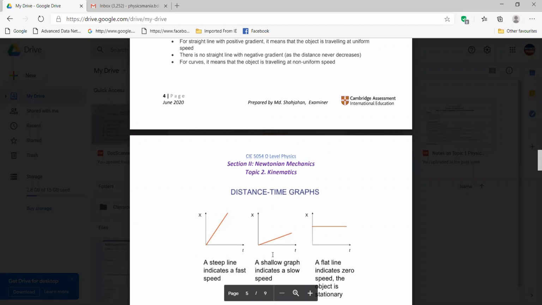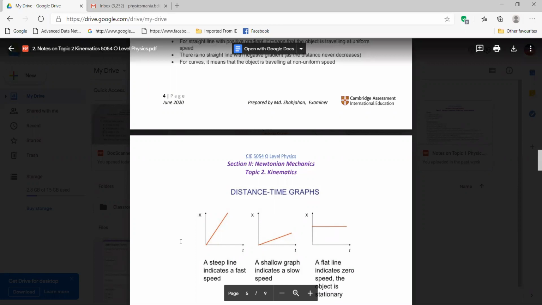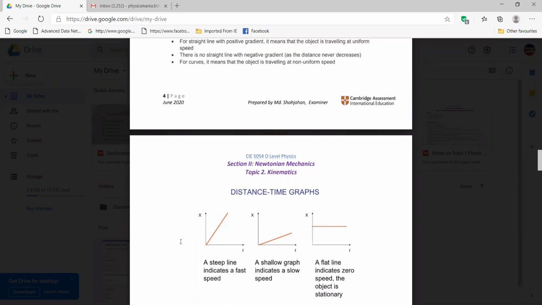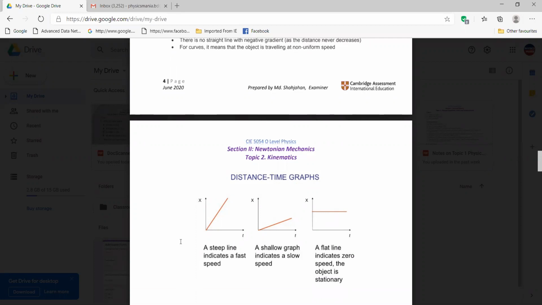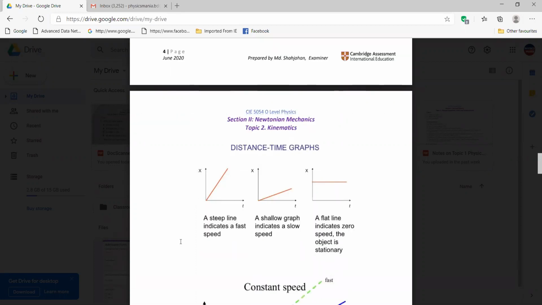Okay. And what about this one? Sir, this one, the object is stopped, is at rest. Okay, this is stopped, and we can say the speed is zero, right? If something is stopped, that means it does not have any speed. We can say the object is stationary.